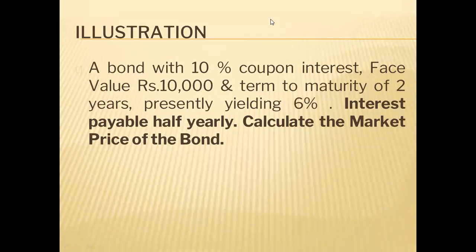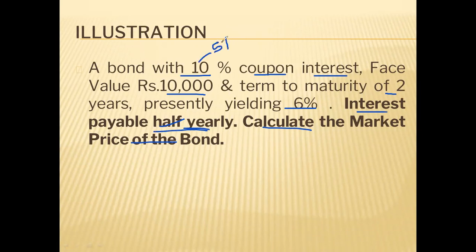Okay, so read this illustration first. We will discuss this. It is the same. A bond with 10% coupon interest, face value 10,000, 2 years maturity, yield is 6%, interest is payable half yearly. You have to calculate the value of the bond. Simple. Since this is half yearly, as told in the question, you will take the coupon as 5%, the yield as 3%, and the number of years as 4, and calculate it. Same as before.